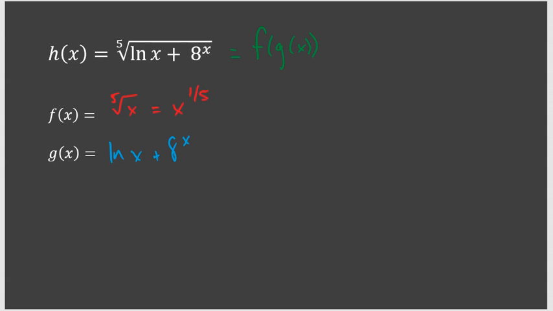And you could, once again, take the composition f circle g, and you get ln x plus 8 to the x, raised to the power 1/5, or exactly what we have for h of x: the fifth root of the natural log of x plus 8 to the power x.